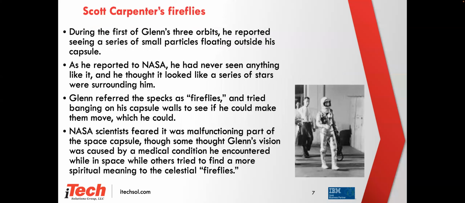So number 1 was Shepard. Number 2 was poor Gus. Number 3 was Glenn with a full actual orbit. And now we come up to Scott Carpenter. So during the first of Glenn's orbits, which were the first time we actually orbited the Earth, he noticed these small particles that were actually floating outside of his capsule. And he reported it back. No one knew exactly what it was.